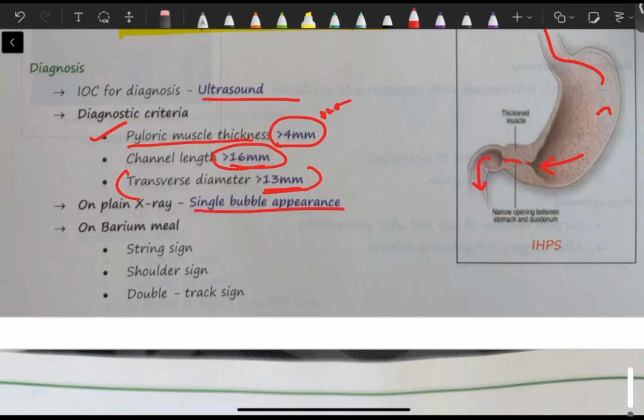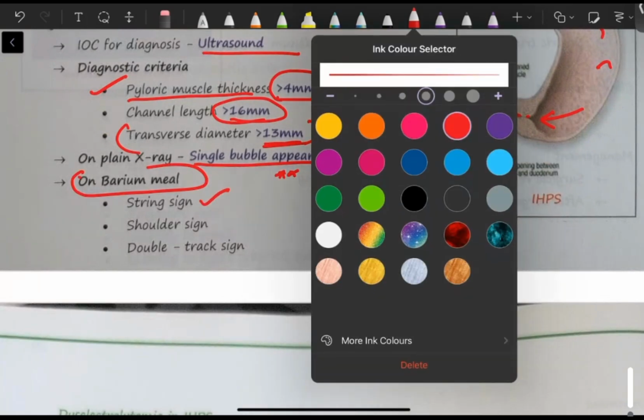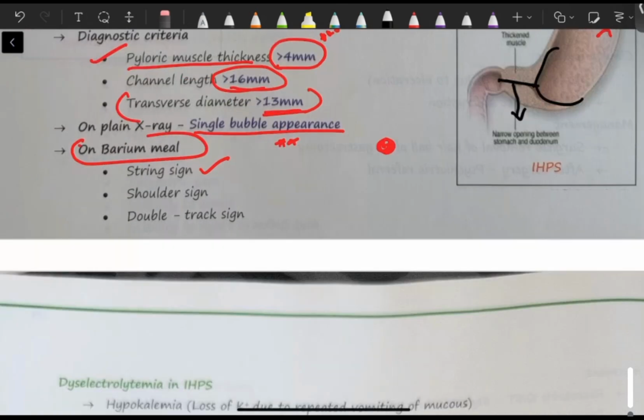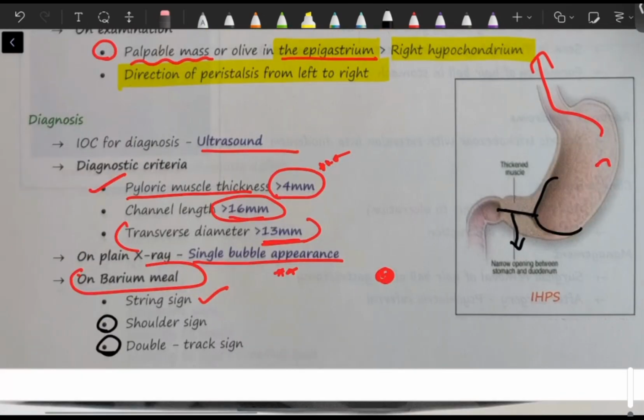If we go for abdominal x-ray, then we will be able to see a single bubble appearance. If we do barium meal, we will be able to see the string sign. Basically, the stenosed region will appear like a string, and the rest of the stomach will be like this. So this is called the string sign, or it can also be called the shoulder sign or double track sign. So basically we need to know 3 different signs on 3 different investigations.